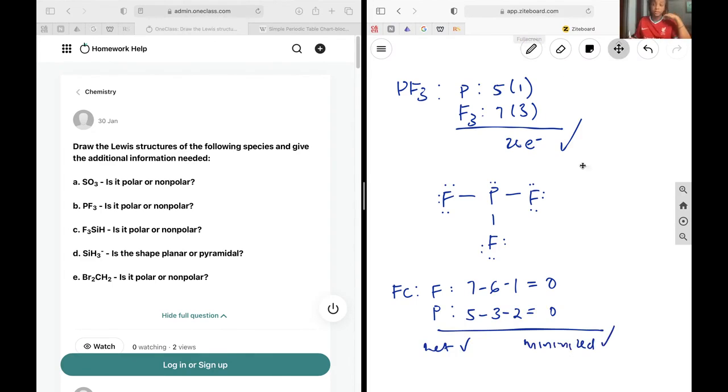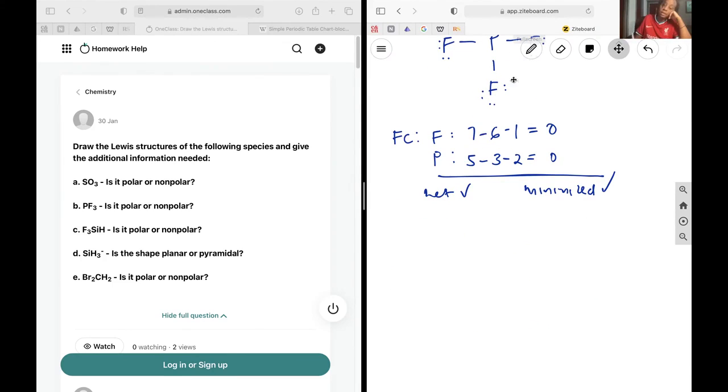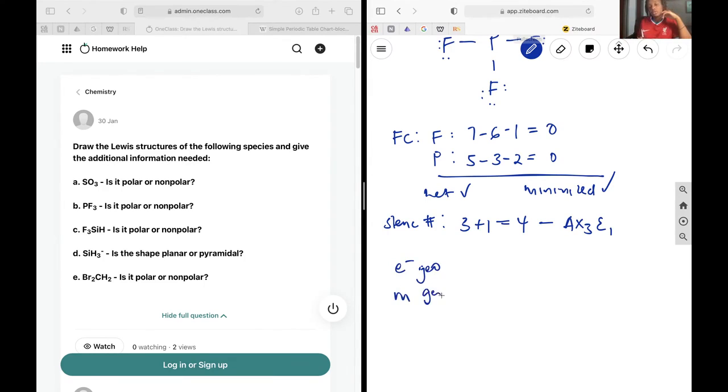And so as usual, I go about finding the steric number now. How many groups do I have on my central atom? I have 3 bonding pairs plus the 1 lone pair, and so that is going to give me 4. Its notation will be AX3E1, because I have 3 bonding pairs and E1 for the 1 lone pair. So now when I go to its VSEPR chart, I'll look for its electron geometry and its molecular geometry.